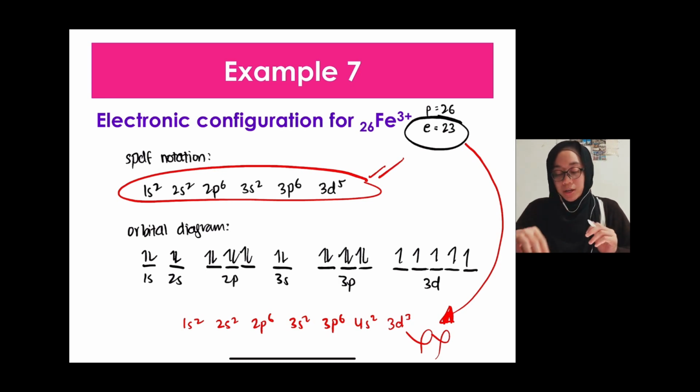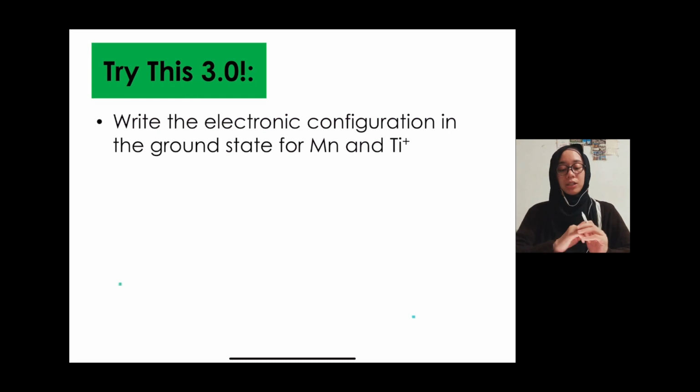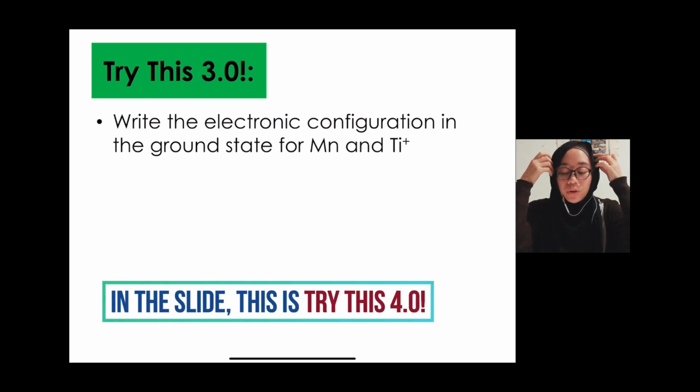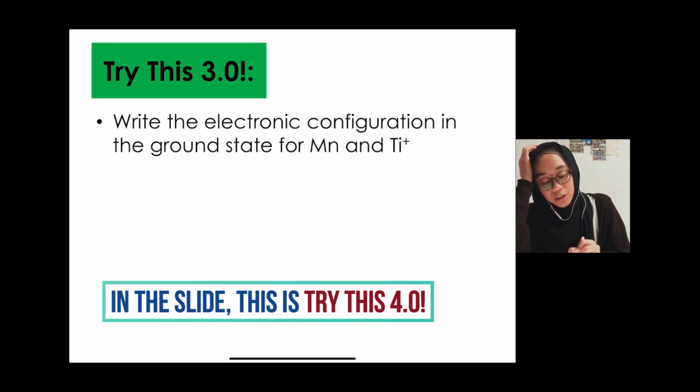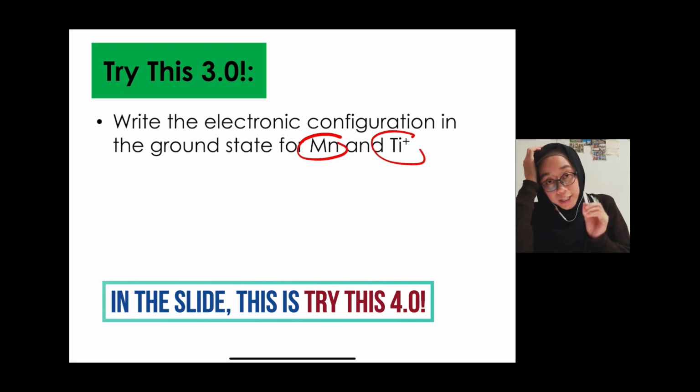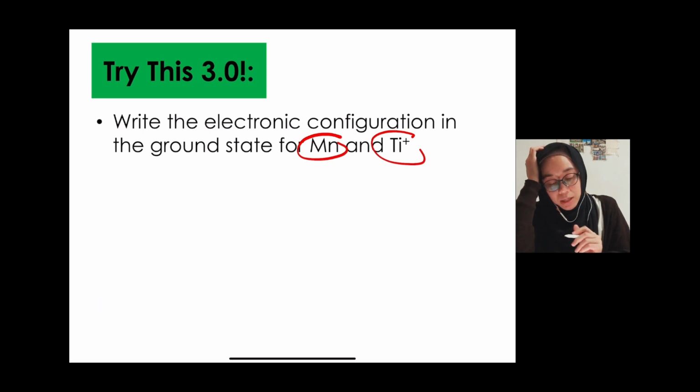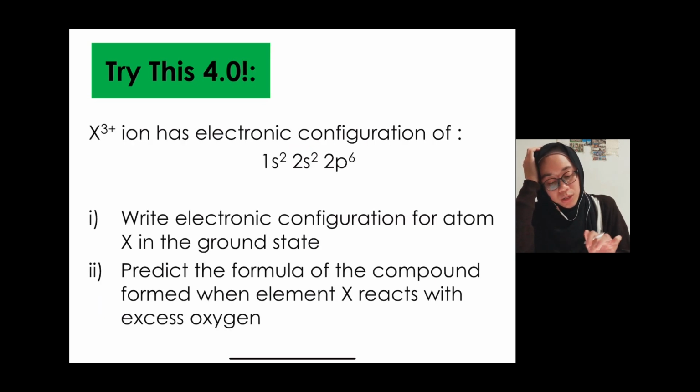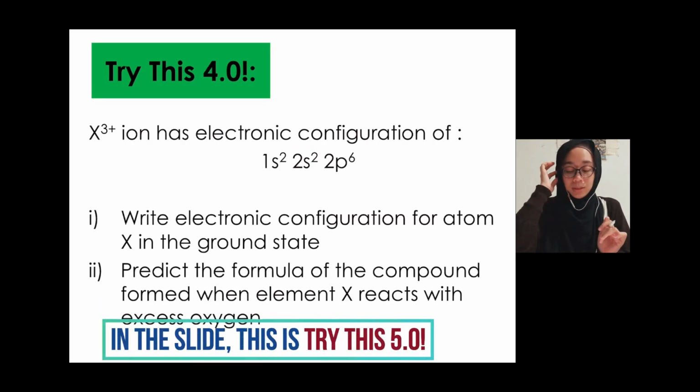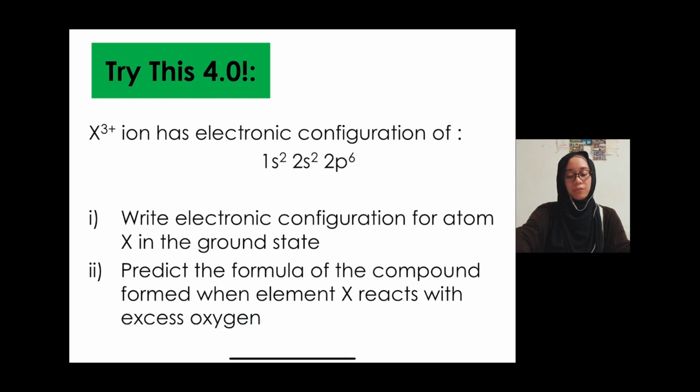Okay, so now kita pergi kepada try this question. So try this 3.0, Miss nak kamu try buat sendiri. Okay, so write the electronic configuration for manganese and also titanium ion. So try tengok RAM table untuk tahu dia punya proton number. Okay, and then kamu buat juga try this 4.0. Okay, so Miss nak bagi hint untuk yang nombor 2. So predict the formula of the compound form when element X reacts with excess oxygen.